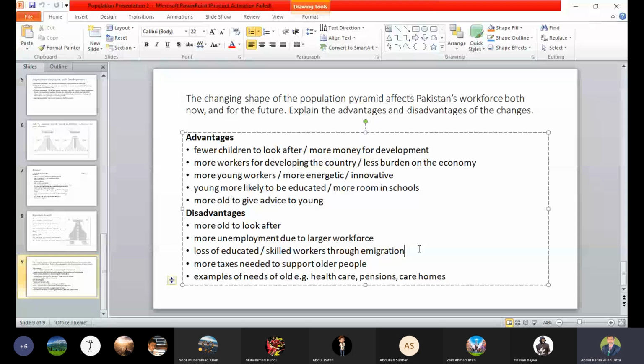More taxes are needed to support older people. We need more money, because if we have more people in the upper age group, they need healthcare, pensions, care homes, and a lot of things. For this purpose, the government has to levy more taxes on the working people. So like that, we can write the answer, beta.